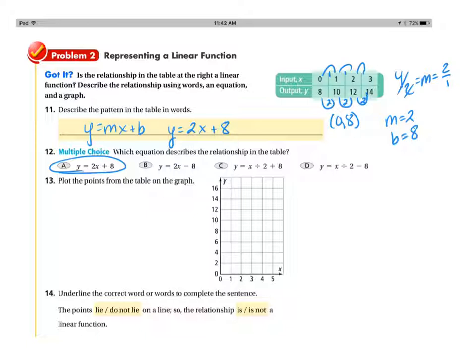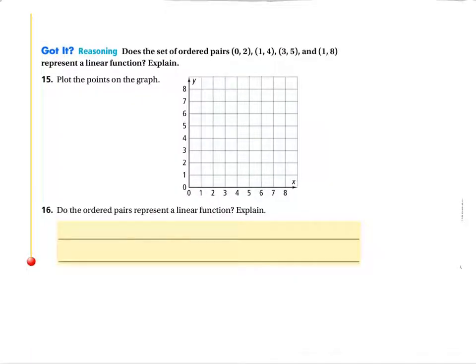Let's plot some points. 0, 8, that's our y-intercept. 1, 10, 2, 12, 14, and we have our linear. So the points do lie on a line, and it is a linear function. Sometimes you're given points, and you have to plot the points to see if it's a linear function. Now, linear means line, so if it's a linear function, it'll be a straight line. And we plot those points. Do they represent a linear function?